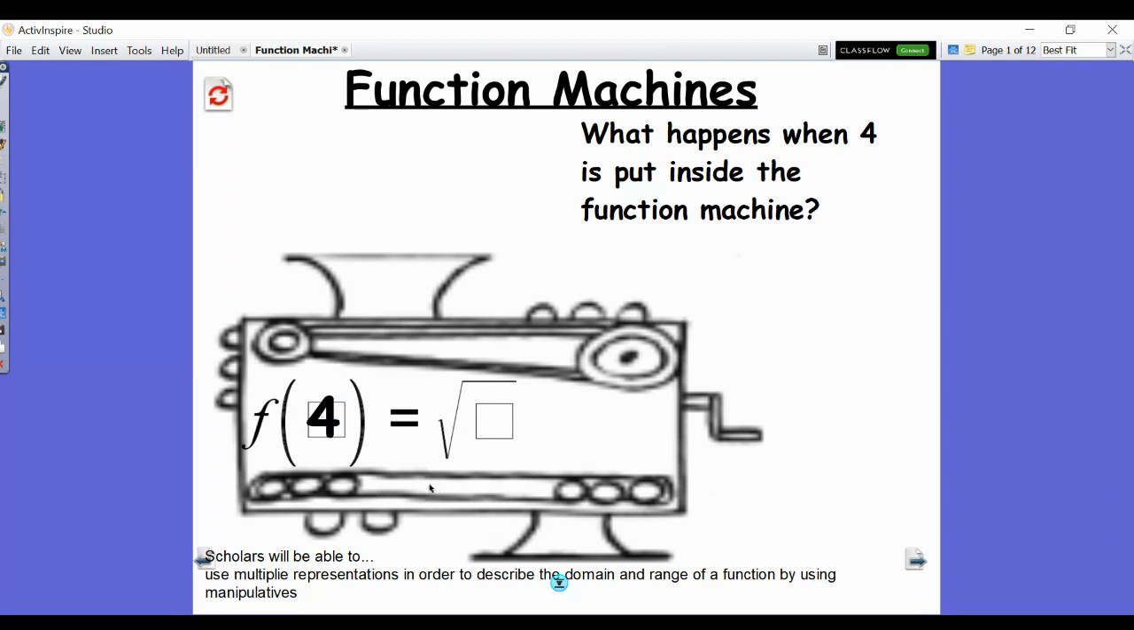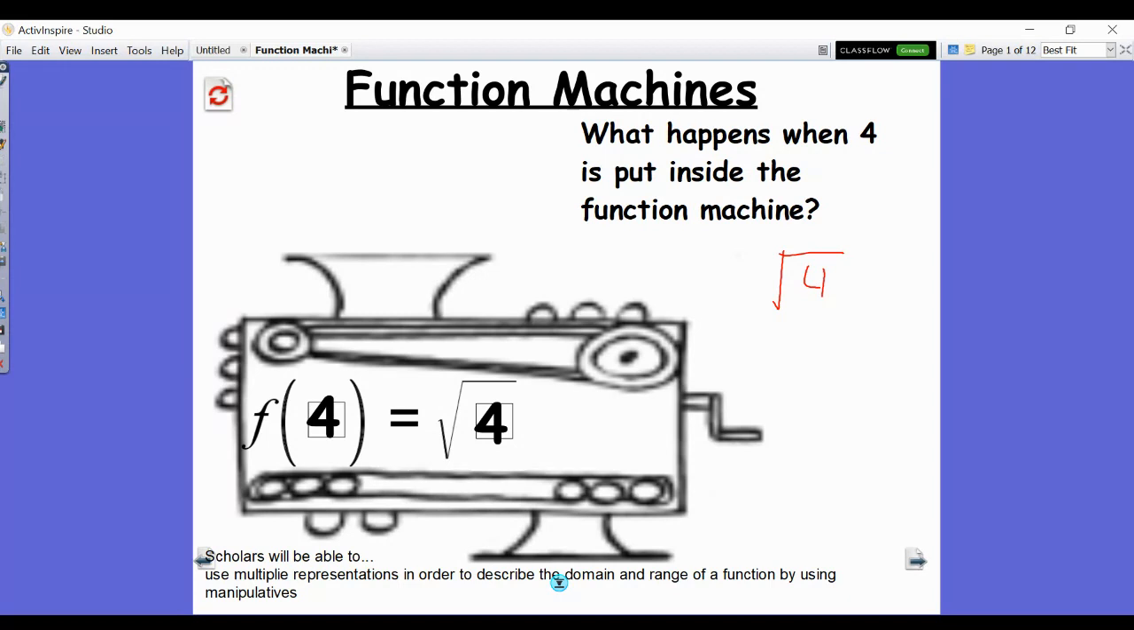I'm going to drop my 4 into my function machine. And when I'm looking at function notation, that F parentheses 4, also read as F of 4, is basically telling me that every time I see a blank space in my function, I'm going to put the number 4. So I've got a little blank space in my function right here, so I'm going to just drag that on over to the side. And now I can evaluate my function.